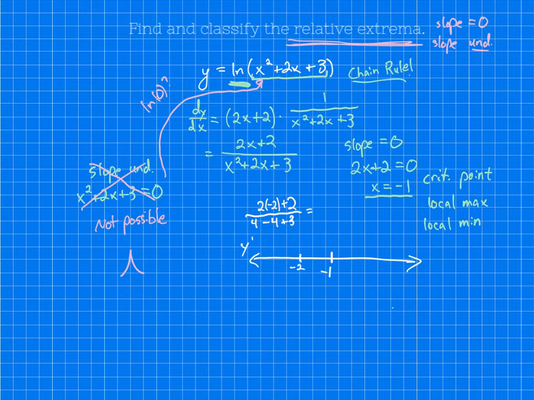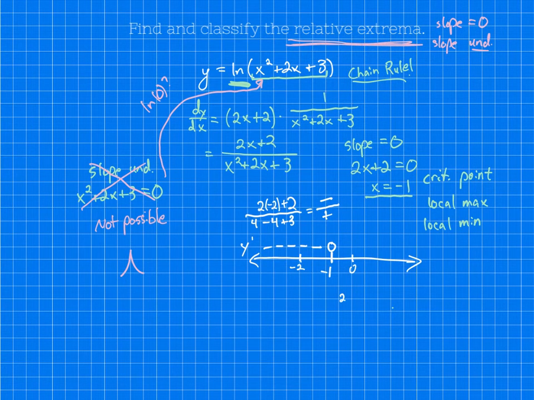This ends up being a negative number over, and then 4 minus 4 plus 3 is a positive number. Negative divided by a positive is a negative. So this value of the derivative on this side is negative. Of course, at our critical point, the derivative is 0 there. Let's see what happens after that. So let's try the number 0. Let's plug 0 into our derivative.